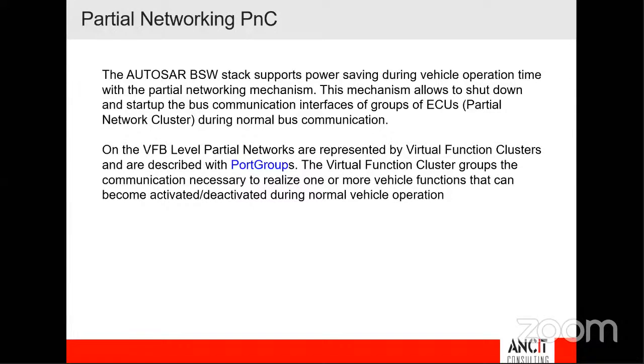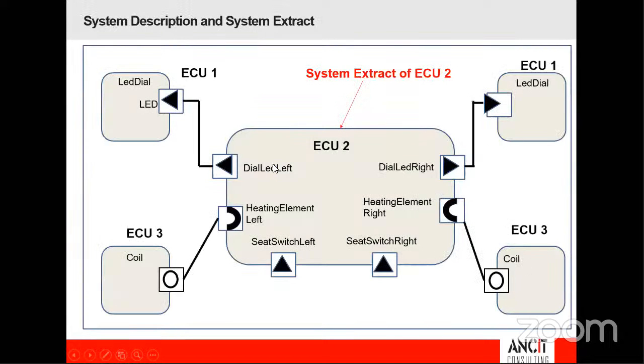A lot of ECU instances from a particular bus interface can be turned down when the particular application is not being used, saving a lot of power. So that is one use of the partial networking cluster concept. At the VFB level, the equivalent of the partial network cluster is the port group cluster. So we use port groups at the VFB level.